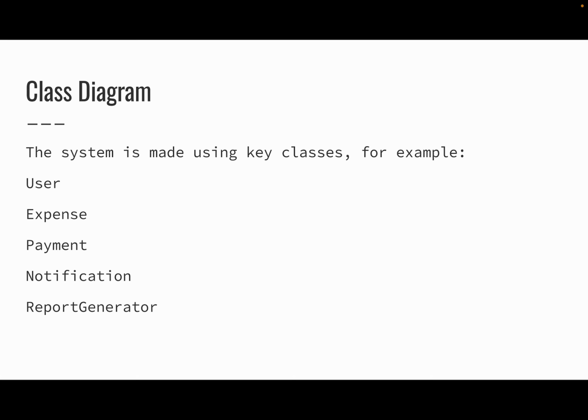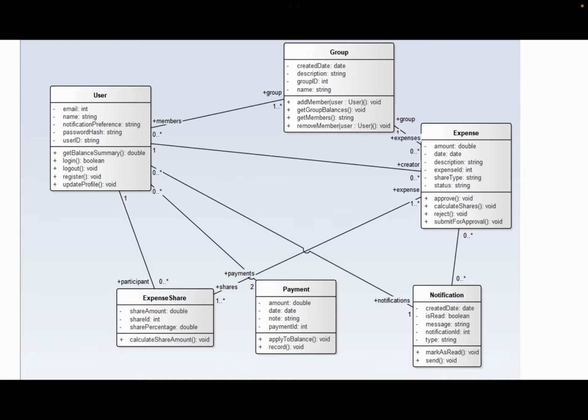class diagram. This is a system made using key classes. So for example, as written on the slideshow, we've got the user, expenses, payment, notification, and report generator. So I'll move on to the diagram.